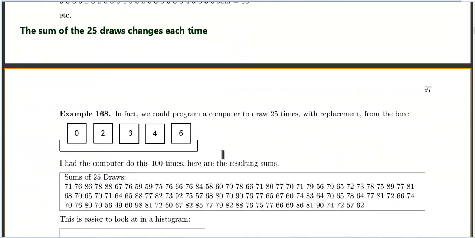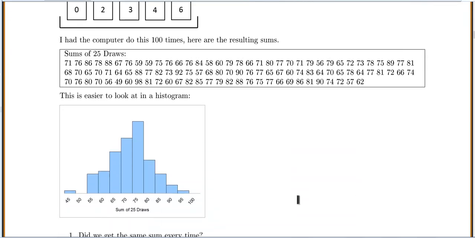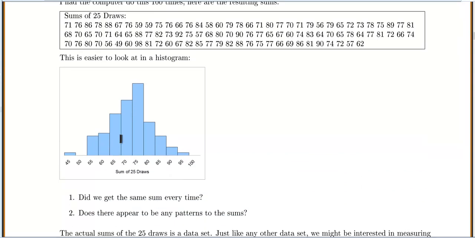And in fact, I could program the computer to draw 25 times with replacement from this box. I had the computer do it 100 times, and here are the resulting sums. So I had 71, 76, 86, etc., up to 62. So the computer drew it out 25 times, and it did that 100 times. And it's easier to look at in a histogram. So these represent the actual sums of our 25 draws.